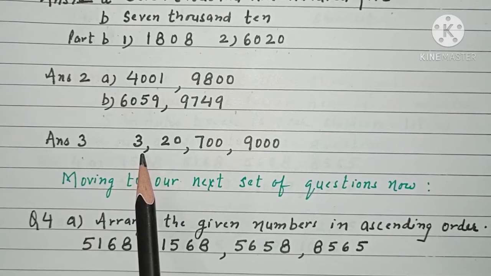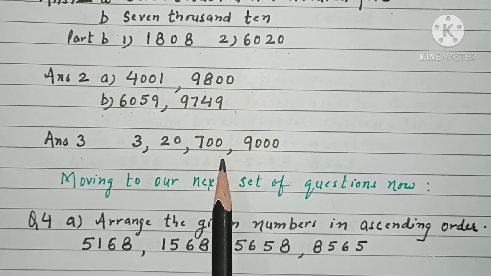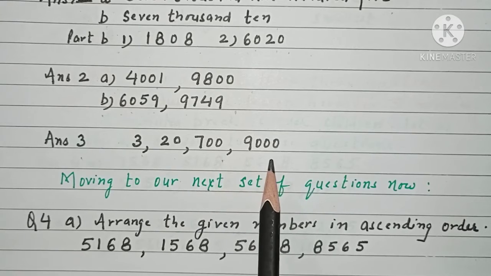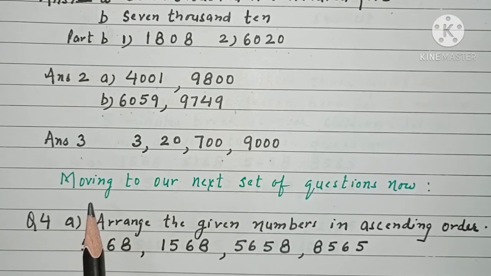The place value of 3 is 3 as it is at the ones place. The place value of 2 is 20 as 2 is having the tens place. Then the place value of 7 is 700 and the place value of 9 is 9000. So moving to our next set of questions now.